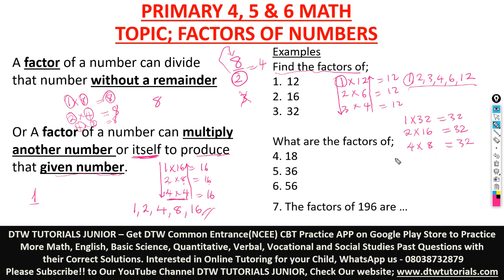So right now, we can write our factors of 32. We have 1, 2, 4, and we have 8, 16, 32. So for this, we have 1, 2, 4, 8, 16, and 32. So these are the factors of 32.